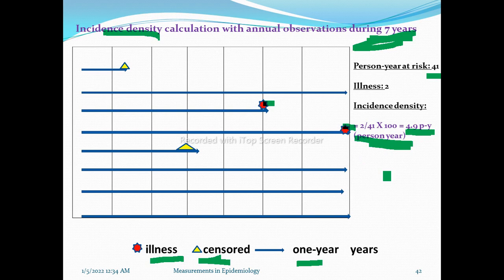So when there is an incidence question, first we identify the number of new diseases or the number of occurrences. Then we identify each person's time. Then we add up each person's time, each person-year time. Then we divide the number of occurrences over person-year time, times maybe 100, or 1000, or 10,000. This is an important aspect.